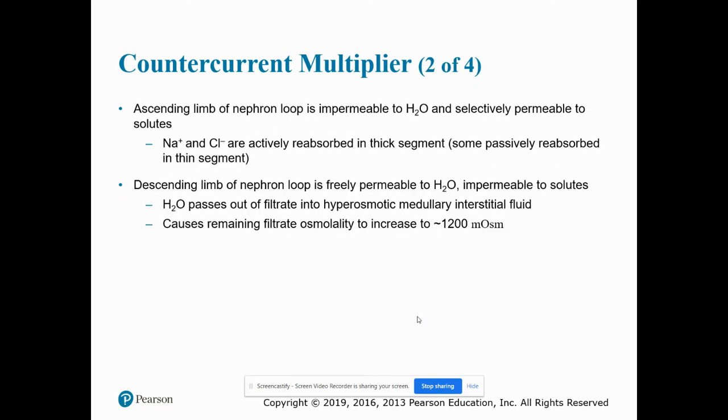So, again, as a reminder, the ascending limb is impermeable to water, and it's selectively permeable to solutes, and salt and chloride are actively reabsorbed in the thick segment. The descending limb of the nephron loop is freely permeable to water and impermeable to solutes. Water is going to pass out of the filtrate and go into the hyperosmotic medullary interstitial fluid. And as water passes out of the filtrate, it causes the remaining filtrate osmolarity to increase to about 1200 milliosmoles.